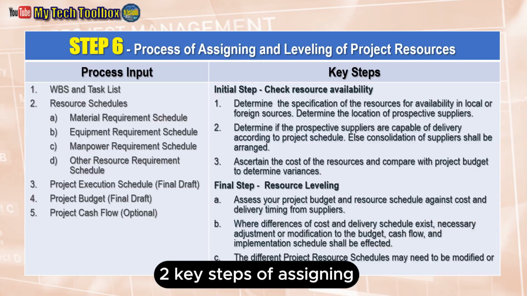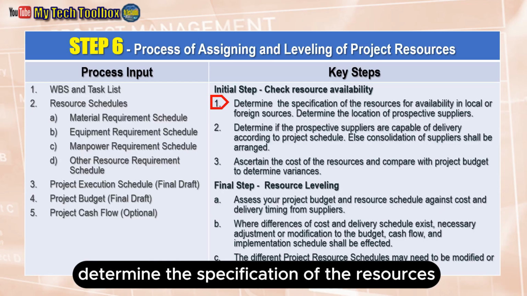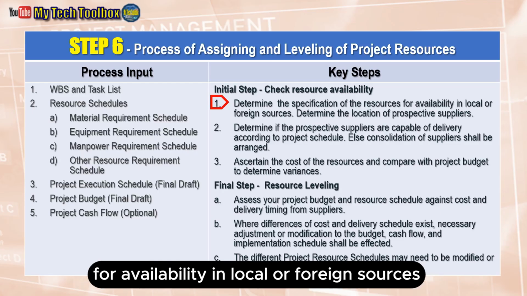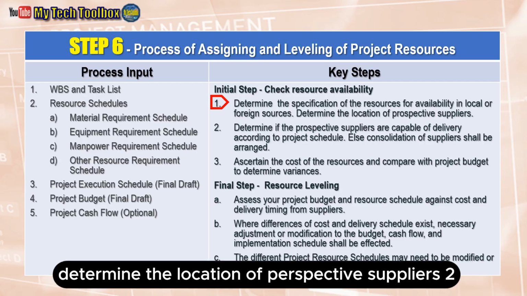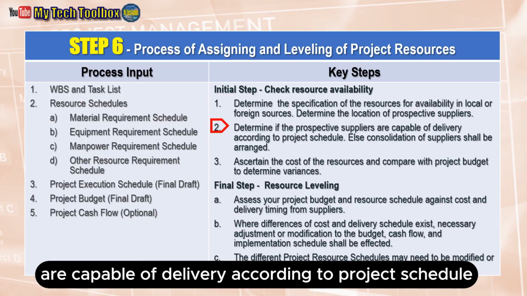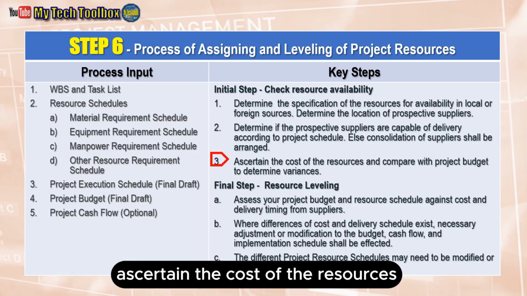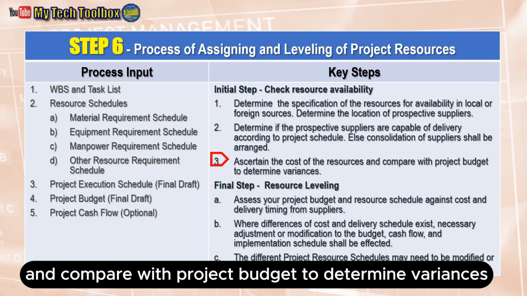Two key steps of assigning and leveling of project resources as follows. Initial step, check resource availability. 1. Determine the specification of the resources for availability in local or foreign sources. Determine the location of prospective suppliers. 2. Determine if the prospective suppliers are capable of delivery according to project schedule. Else consolidation of suppliers shall be arranged. 3. Ascertain the cost of the resources and compare with project budget to determine variances.